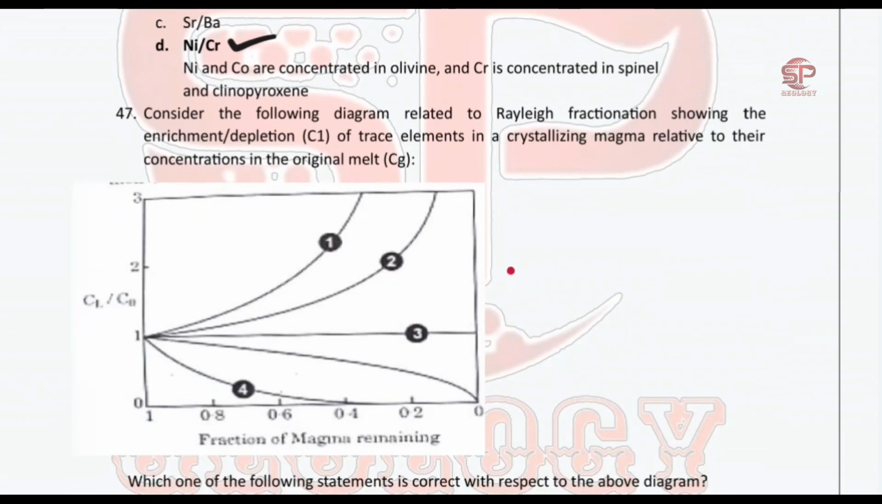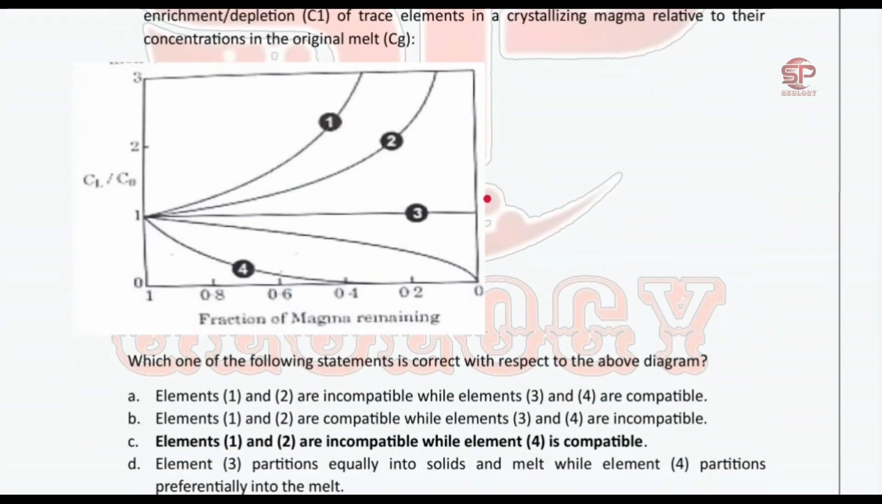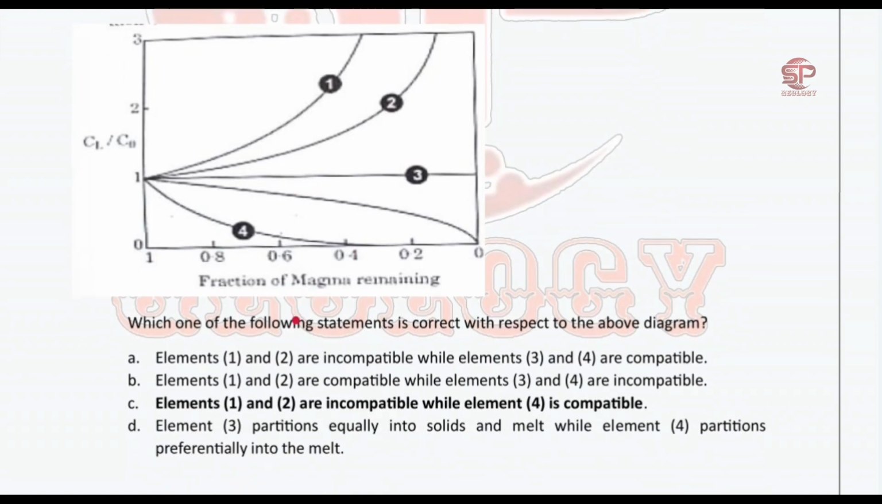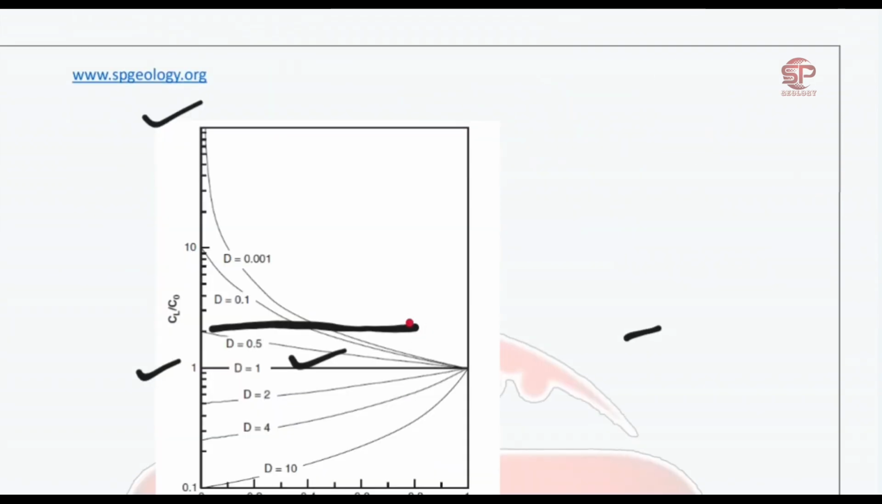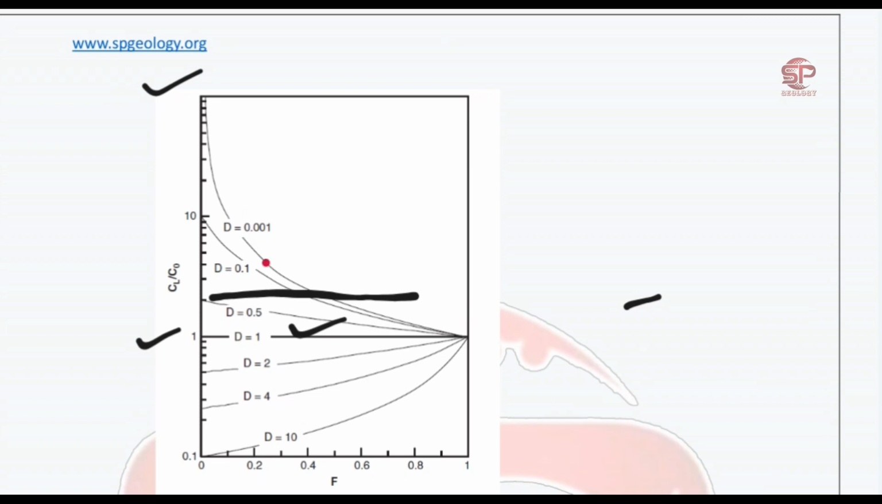Then consider the following diagram related to Rayleigh fractionation, showing the enrichment and depletion of trace elements in a crystallizing magma relative to the concentration in the original magma. So you know this, elements 1, 2, these parts are incompatible, these parts are compatible. You can see this diagram also. These are incompatible elements and the lower part are compatible. This is the one where fractionation will be equal.